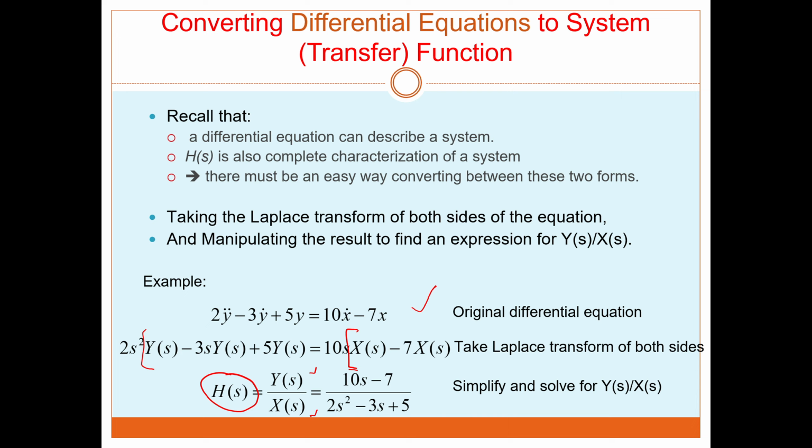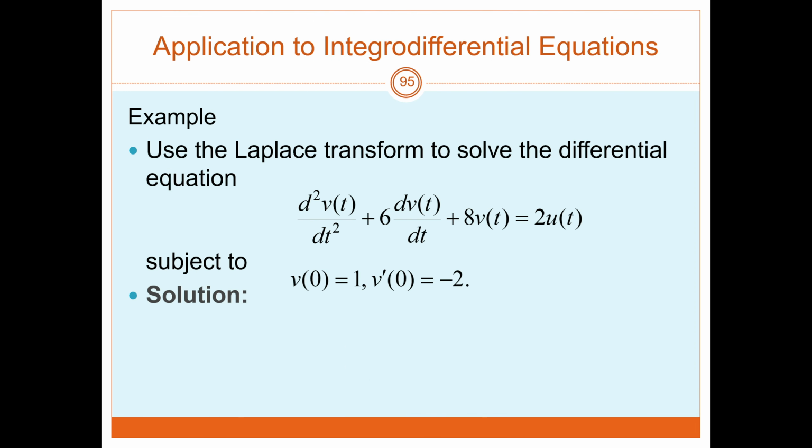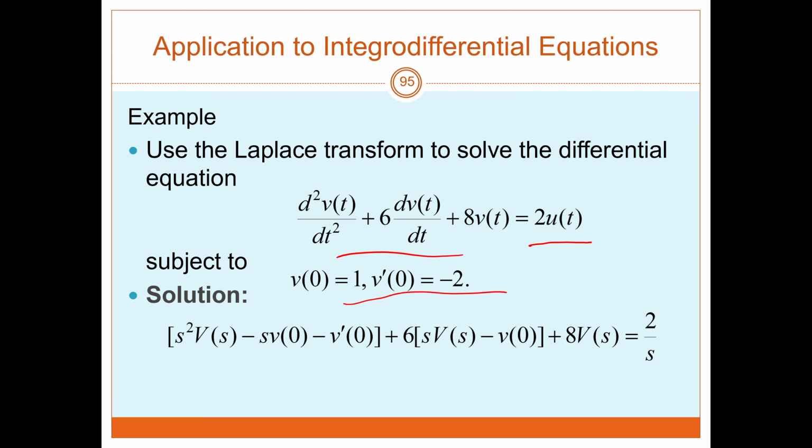So you have to expand the value of ys and xs. Alright, let's see this example. The application to integral differential equation means we have the differential and also the integrations. Let's say we have d squared vt over dt squared plus 6 dv over dt plus 8 vt equivalent to 2 ut. So this is the input part and this is the output part. It also gives you the initial value. So how are we going to use this?